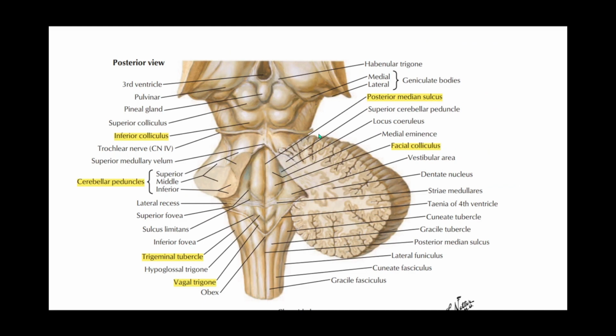Posterior view, similar to the posterolateral view which we saw initially. We have the midbrain there, superior and inferior colliculi, right and left. We have the cerebral crura. We have the superior, middle, and inferior cerebellar peduncles. You see this is the cerebellum, and the cerebellar peduncles carry nerve fibers that connect the brainstem to the cerebellum.